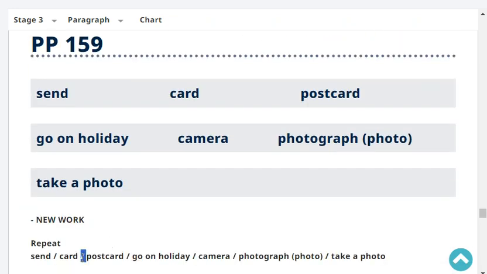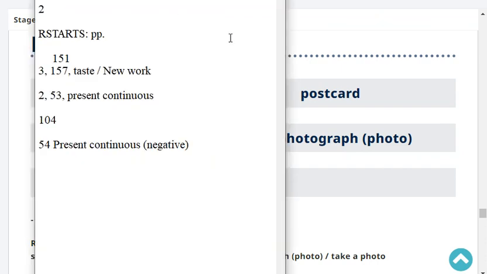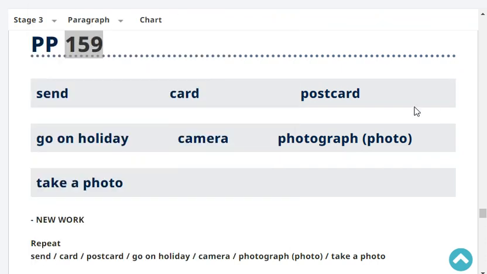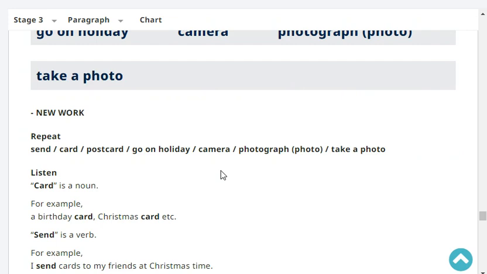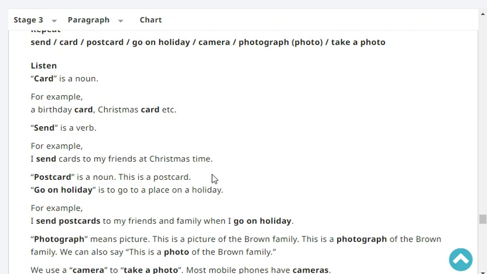Okay, next repeat. Send, card, postcard, go on holiday, camera, photograph, take a photo. Very good.